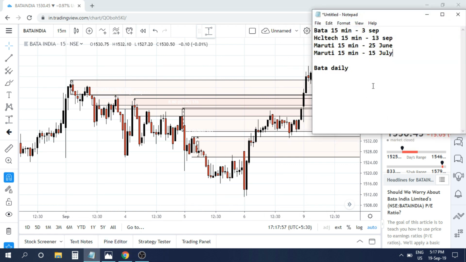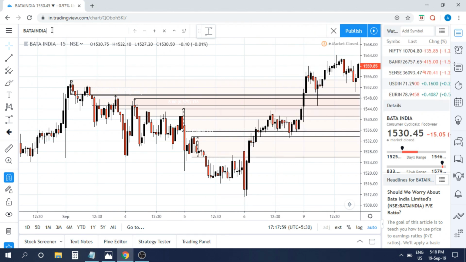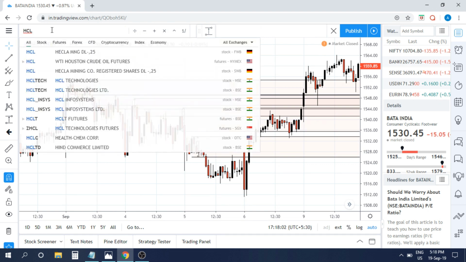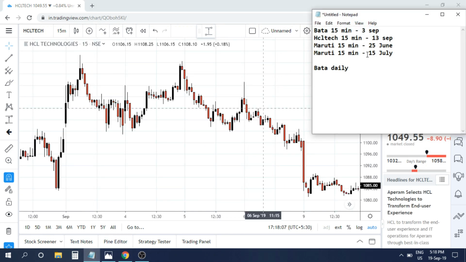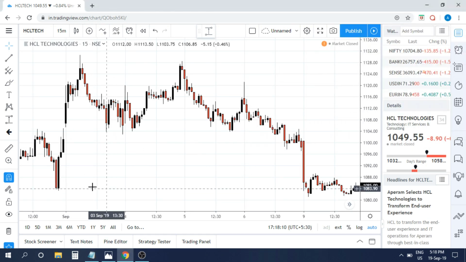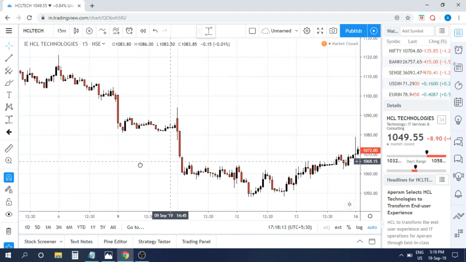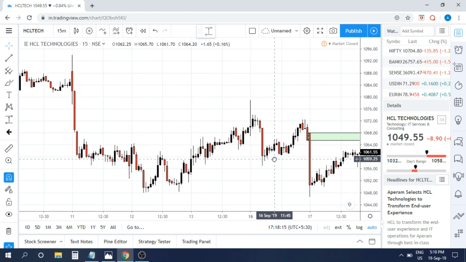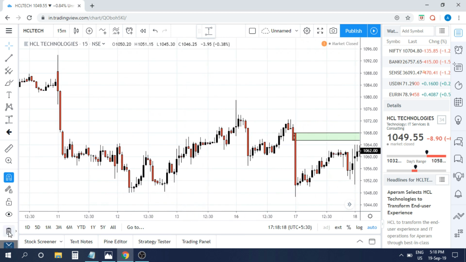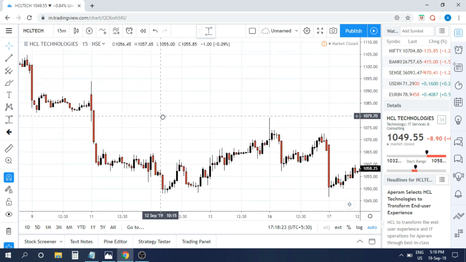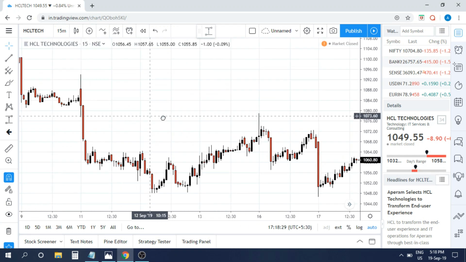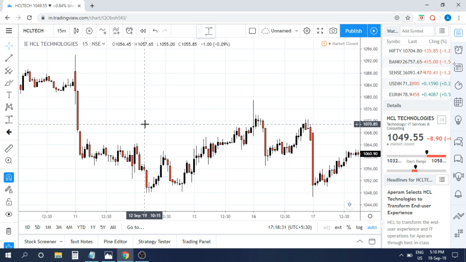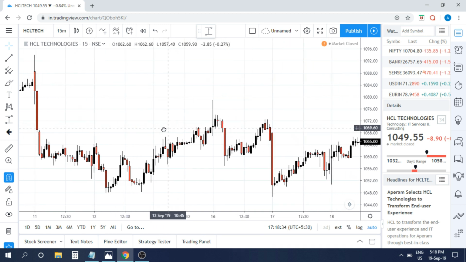Second example is in HCL Tech, 15 minutes. And the date I've noted is 13th September. So let's head towards 13th September. Right, just draw this. So this is 13th September. Oh yes, apart from compression, there are also a lot of beautiful price actions happening on this chart over here. But let me explain the compression first.